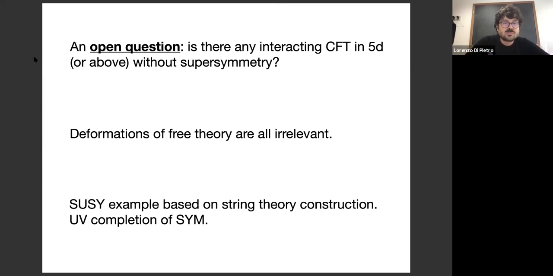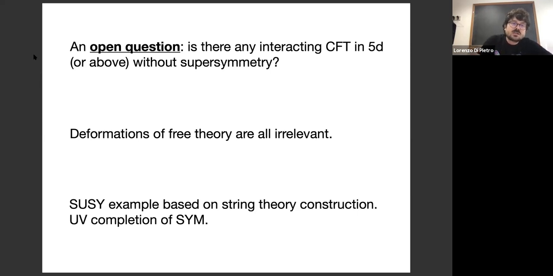And just to review, the reason why this is a hard question is that our favorite tool to construct interacting conformal field theory, which is to start from some free field theory and then turn on some relevant interaction, and then flow down possibly to some fixed point, is simply not available in 5 dimensions, simply because all the interactions we can write down are irrelevant. So if we turn them on, we simply flow back to a free field theory.